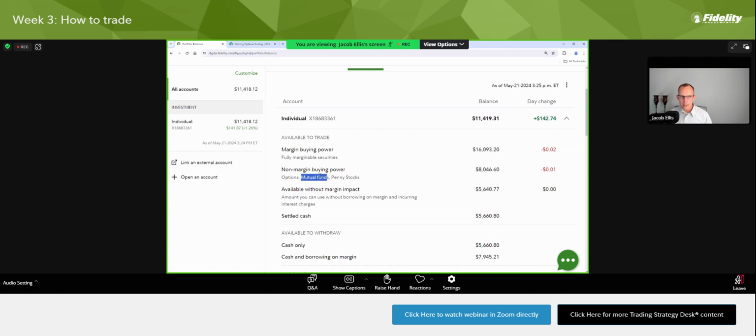We notice mutual funds is also listed here. Mutual funds is not as a result of the riskiness of the investment. This has to do with the peculiarities of how mutual funds are regulated, and they become marginable after 30 days of ownership. But nonetheless, when you purchase them initially, they are under this non-margin buying power.